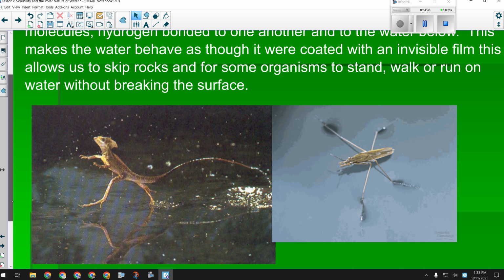Now, that's pretty good if they're going across fairly still water. It wouldn't work across broken water, like a river or something. That'd be a lot harder because the surface tension's always being broken. But they can do that to escape a bigger predator and get across a small body of water that way. All of that relies on the polar nature of water, surface tension, things like that.